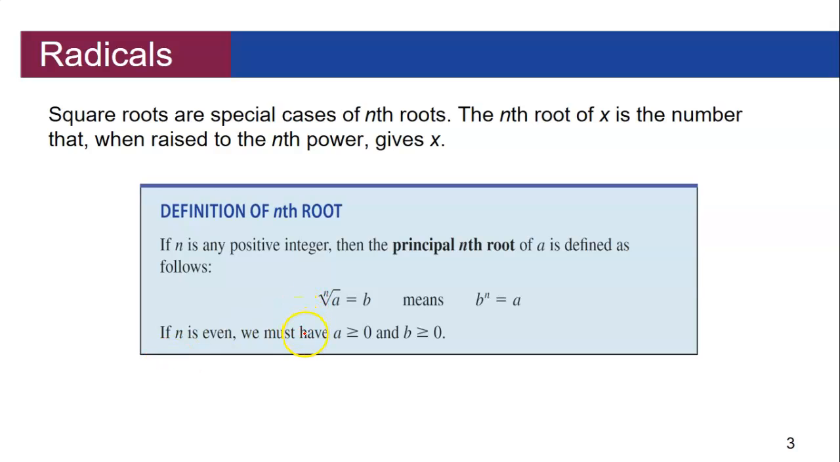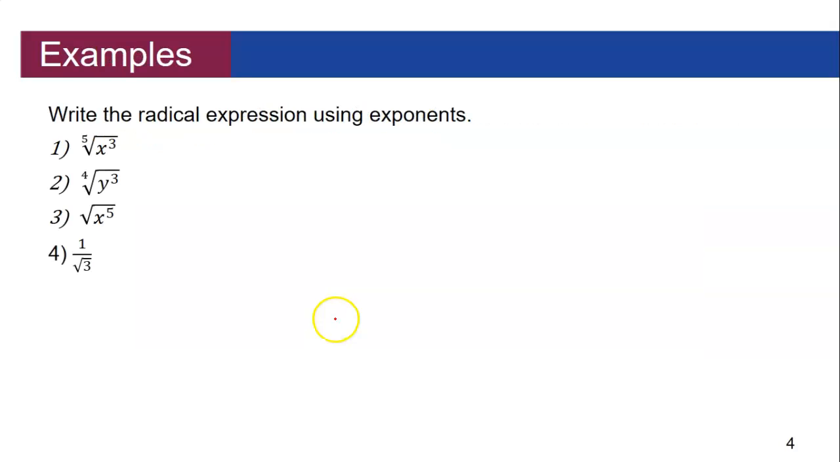Okay, so if we talk about the principal nth root of a, it is defined as the nth root of a equals b, meaning that b to the nth equals a. That's the definition of it. And if n is even, then we have to know that a and b are going to be greater than or equal to 0. So if this is an even index, then we need to be sure that we're not taking the root of a negative number.